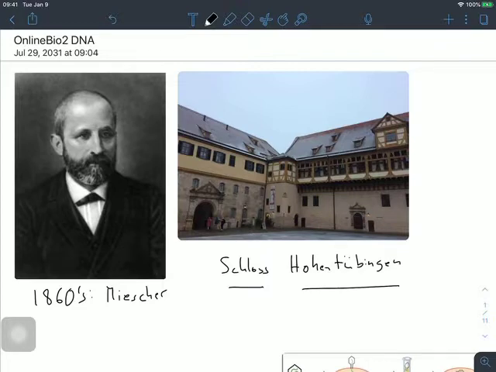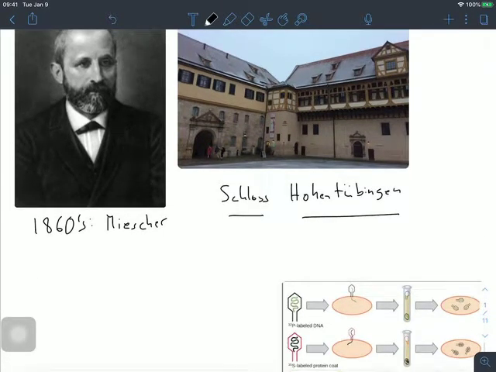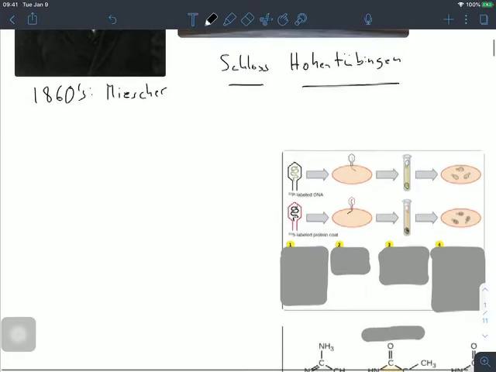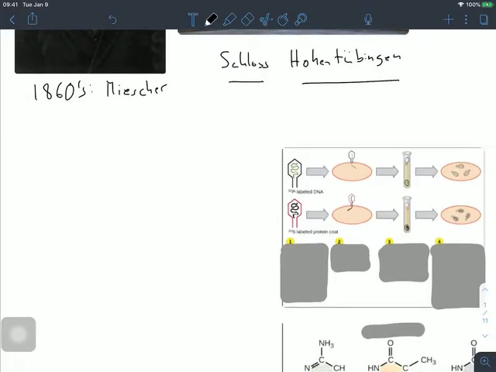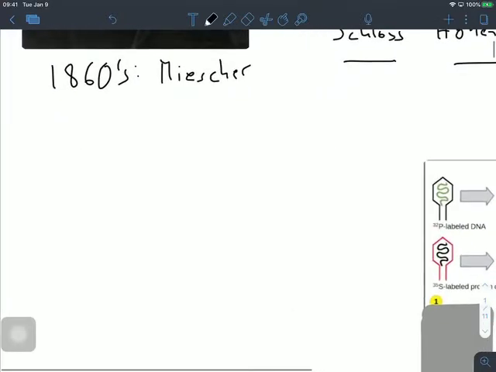But we'd have to wait quite some time afterwards to actually get some idea about what the nature of DNA was. Miescher just extracted it and showed that it was acidic. It would take the experiments of Griffith, Hershey and Chase, Chargaff, and Watson and Crick with Rosalind Franklin in order to fully elucidate the role of DNA. So let's go into those experiments briefly.